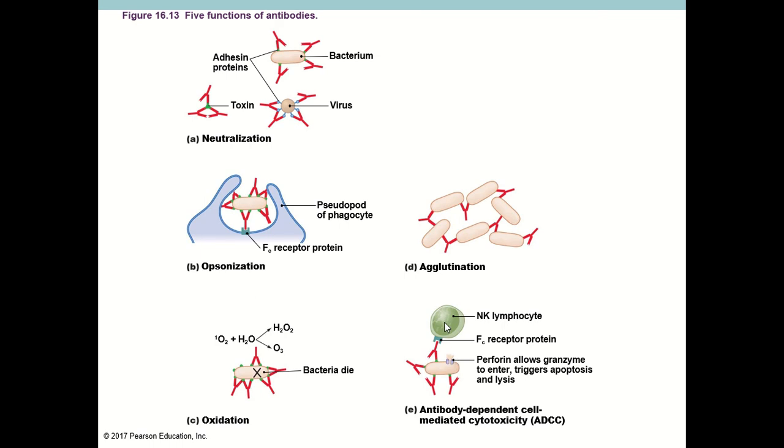From there, the natural killer cell injects what's known as granzyme. Granzyme enters the microbe and induces all of these apoptotic proteins inside of the microbe, which causes apoptosis. Apoptosis is programmed cell death.